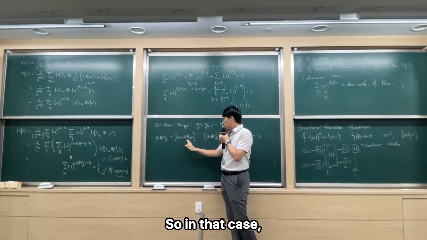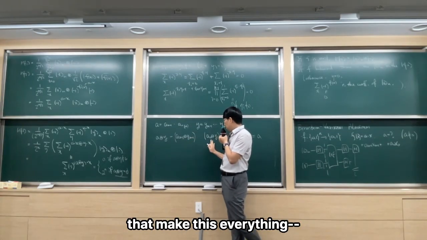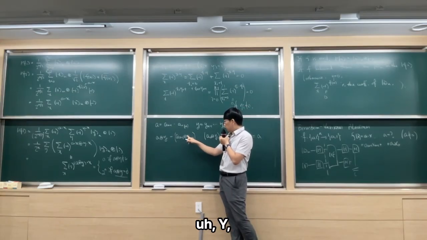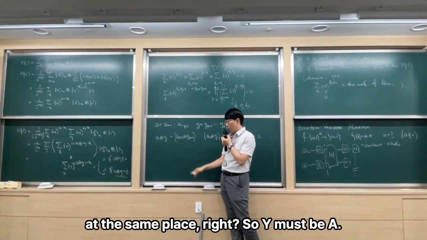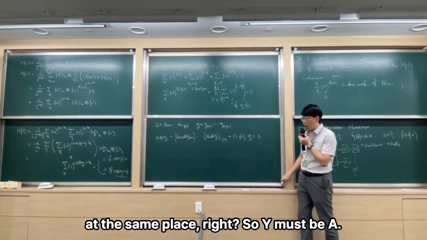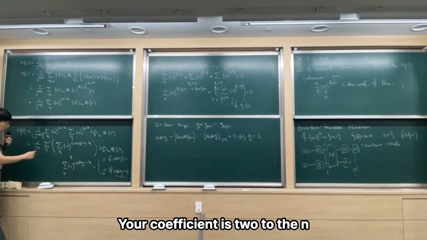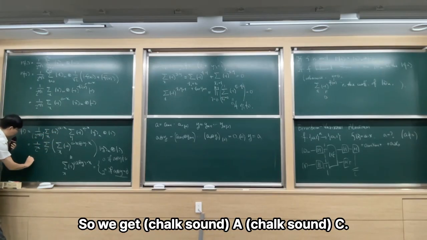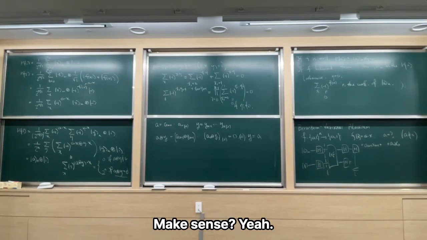So in that case, the only possible way to make every digit equal to zero is that the digits of y are exactly the same as the digits of a at the same place, right? So y must be a. So what happens here? Your coefficient is 2 to the n, and every sum just vanishes except for a, so we get a 1, right? Makes sense?